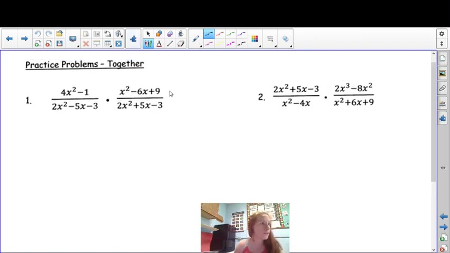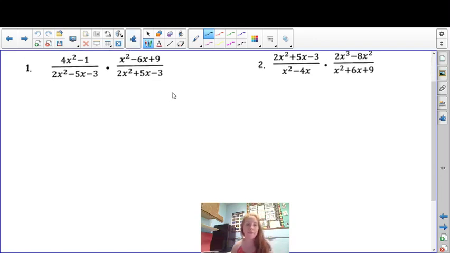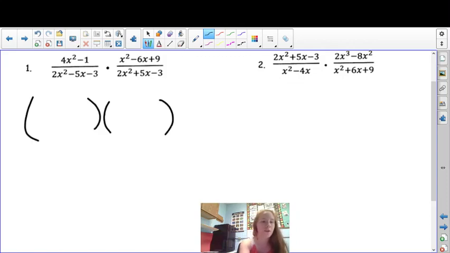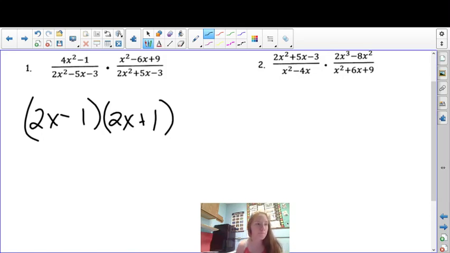So we're going to ask ourselves, what's the number in front? And there's something specific about the number 4. 4 is a perfect square, and so is 1. So my numerator has the difference of perfect squares. So essentially what I do is I square root both pieces and give one a plus, one a minus.